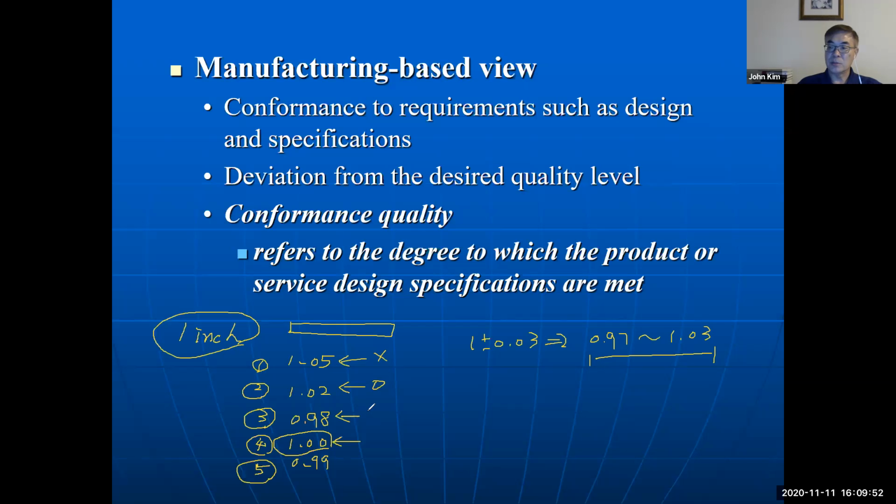And then this one is good. Let's say a check, good. And this one is absolutely good. And this one is also good. So based on this specification, only this one is not good and the others are good, because they conform to that design specification, so we can say it is good.